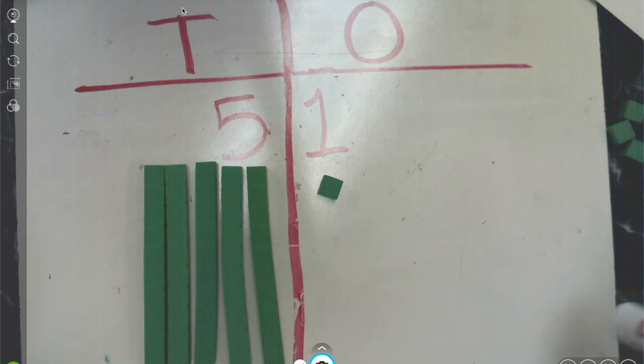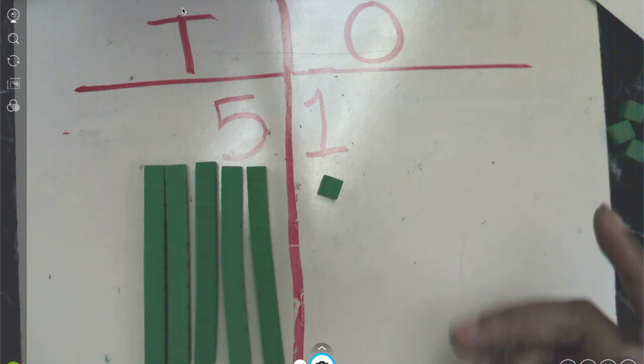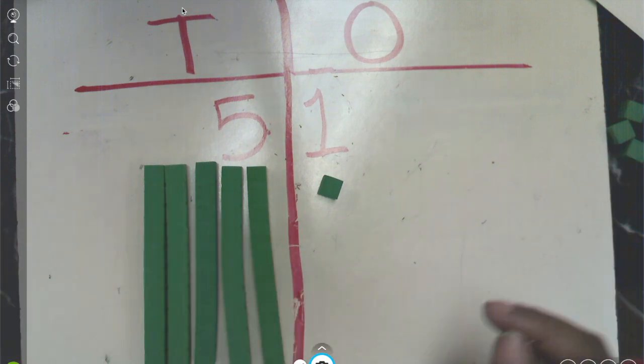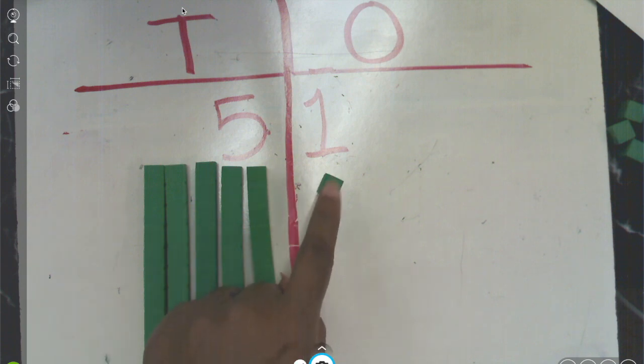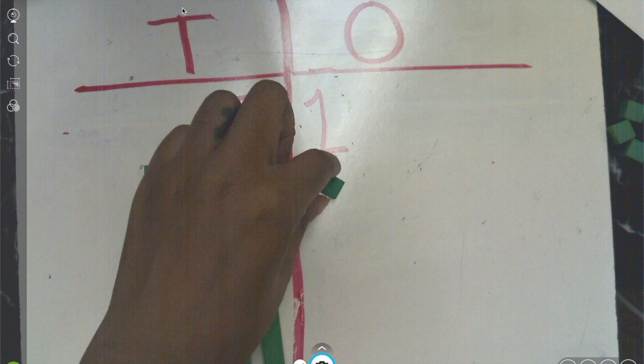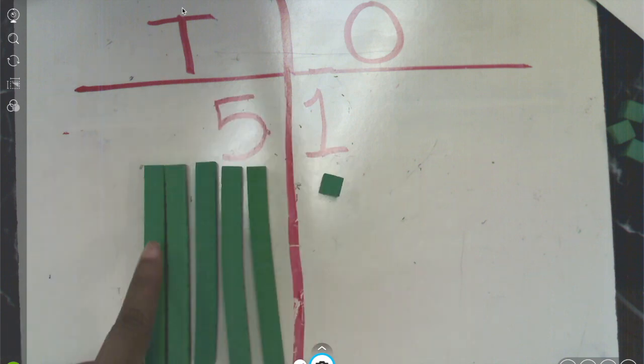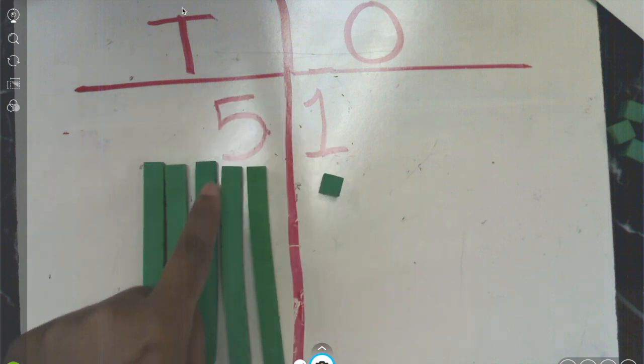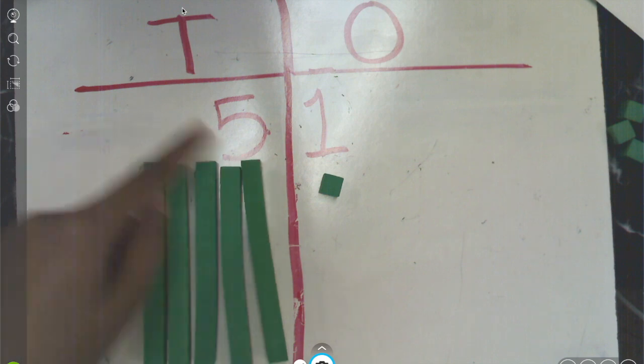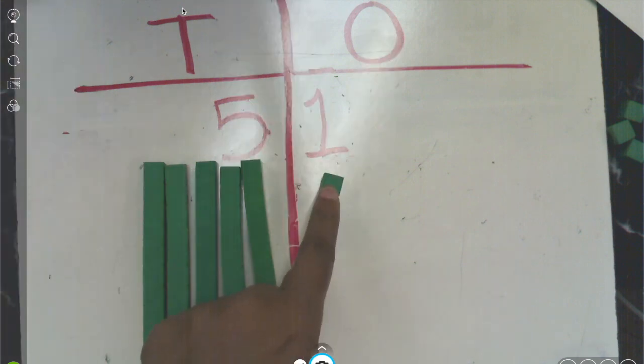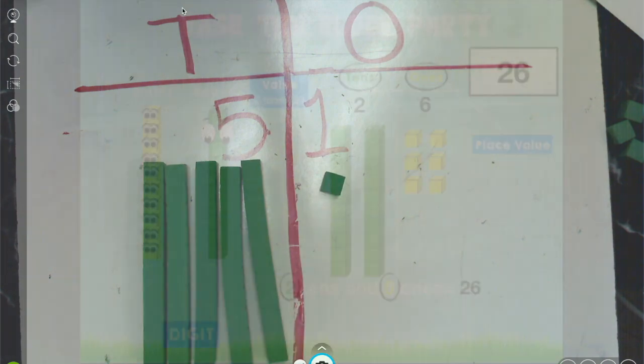Let's try it again for the last time. Rockstars, count with me as I count my base 10 blocks by their value. I have to remember that these units I only count on with those by ones. So we have 10, 20, 30, 40, 50, 51. Oh wow, kiss your brain, Rockstars, for helping me out so much.